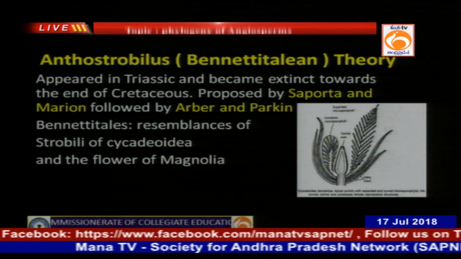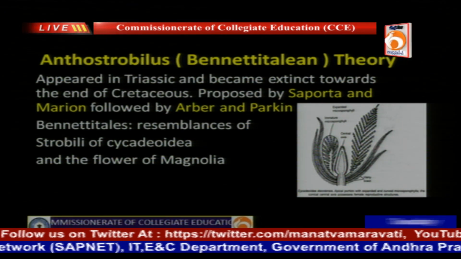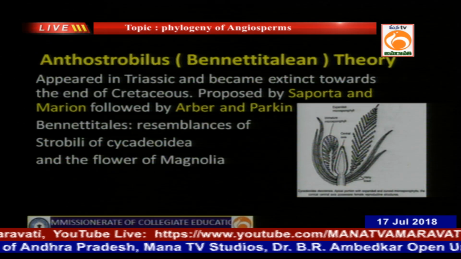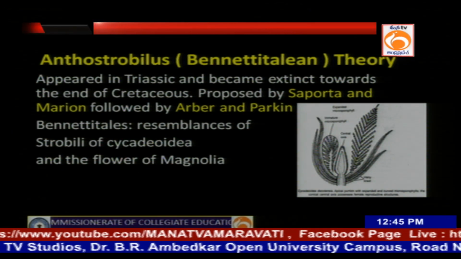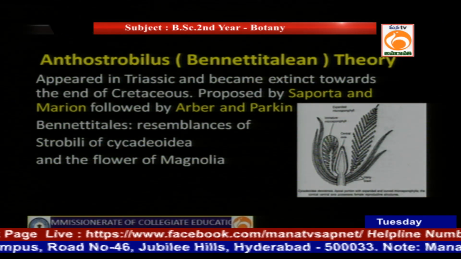Bennettitales has three genera, that is Williamsonia, Williamsoniella and Cycadeoidea. Here you can look at the flower of the Cycadeoidea. The strobilus of Cycadeoidea resembles the flower of Magnolia, which is a member of the Ranales in the Bentham and Hooker classification. Magnolia is a very primitive genus of the Magnoliaceae, representing the Ranales grouping, and Cycadeoidea and Magnolia show similarities in some characters of their flower structure.